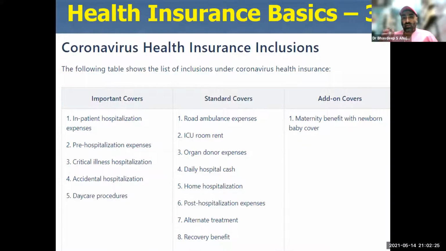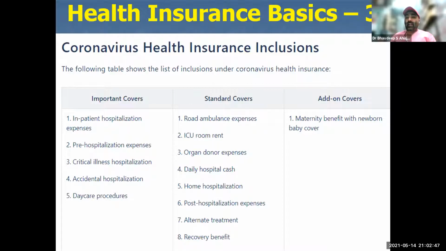So what are the inclusions? What are the standard covers? Let's see it list wise. The important covers should be inpatient hospitalization, pre-hospitalization, critical illness, accidental hospitalization, and daycare procedures. So the standard covers: road ambulance, ICU room rent, organ donor expenses, especially plasma, if somebody is charging for that.